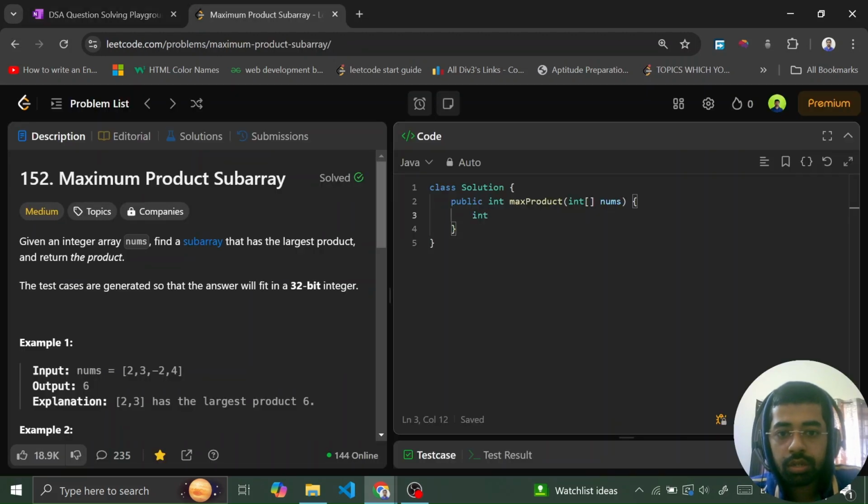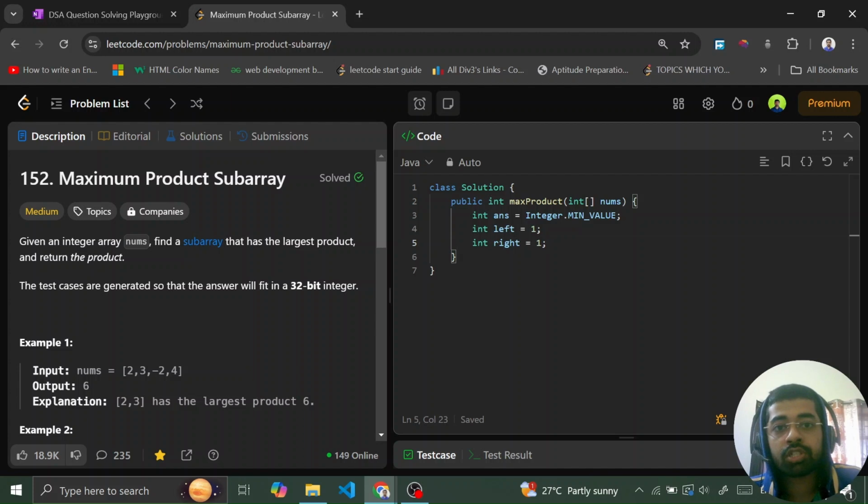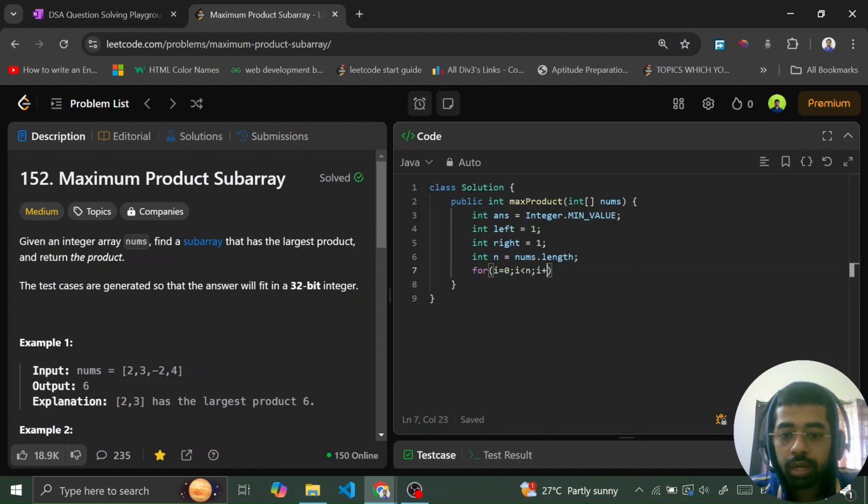So starting with the answer, we have to initialize the answer or the max product variable with min value. Now we will take the left initially as 1. We will take the right initially as 1. Left is the product which will actually traverse from the left to the right. Right is the product which will actually traverse away from right to the left. Okay, we will store the nums length here, and then we will actually be running a for loop, i less than n and i plus plus.